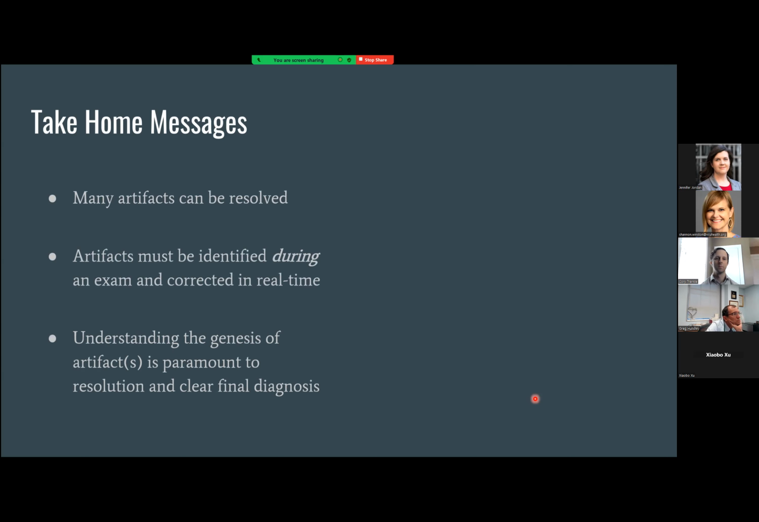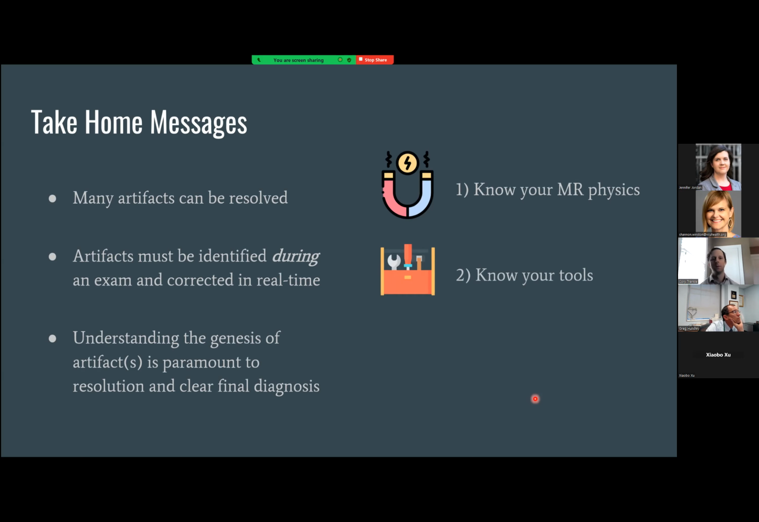Understanding the origin or genesis of the artifact is really the key to being able to get to resolution and a diagnostic scan. So know your MR physics, know your tools and what you can do to change things. Is it switching to gradient echo? Is it changing your repetition time, decreasing your phase encoding lines, things like that? And if needed, phone a friend, of course.